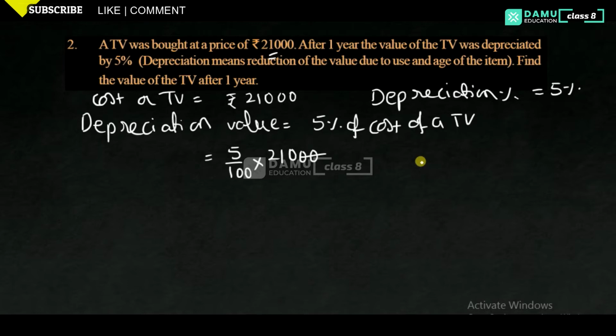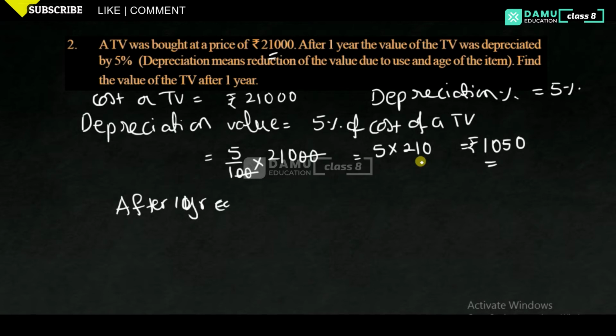So these two zeros are going to cancel. Then 5 into 210 will be equal to 1,050 rupees. It is the decrease. Then, find the value of TV after 1 year.